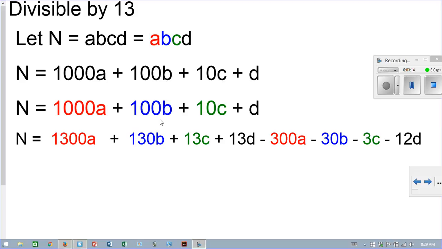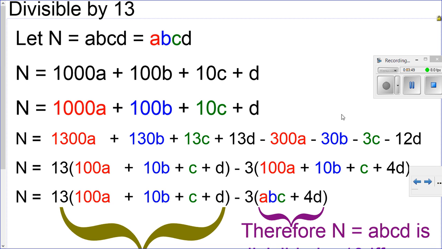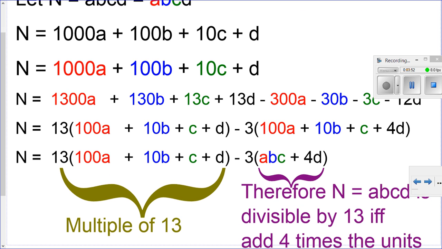So with 100b, I'm going to go with 130b, but then I've got to subtract 30b to get me that blue 100. Similarly with the green. Now, my d here, I want it to be a multiple of 13, so that's really a 13d, but that's an extra 12d, so I need to have minus 12d over here. So the first part's a multiple of 13, which is good, and in this case I pulled out a negative 3 out of the last part. Not a big deal, but it's going to be helpful here. So once again, the first part is a multiple of 13, so therefore it's divisible by 13.